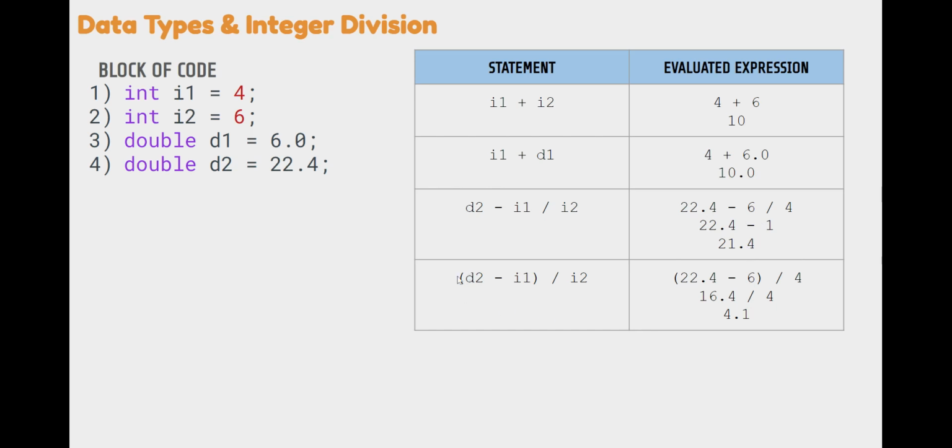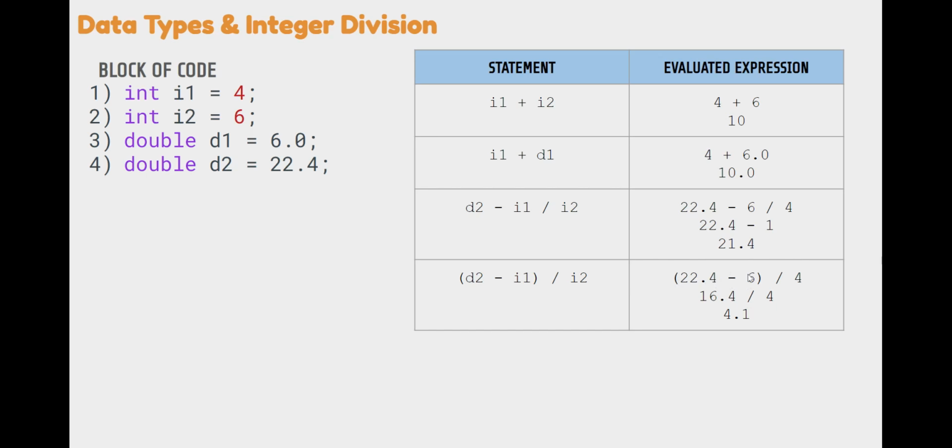Last statement is the quantity D2 minus I1, divided by I2. So now we have some parentheses to do some grouping. In that group, in the parentheses, we have 22.4 minus 6, and then we have that divided by 4 outside of the parentheses. The parentheses happens first. We have a double minus an integer. Since we have a double anywhere in that expression, it is going to evaluate to a double.